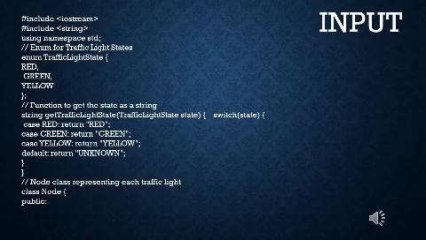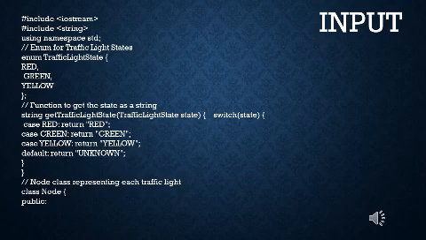#include <iostream> includes the iostream library for input-output operations like cout. #include <string> includes the string library for using the string class. Using namespace std allows you to use standard library elements without prefixing them.